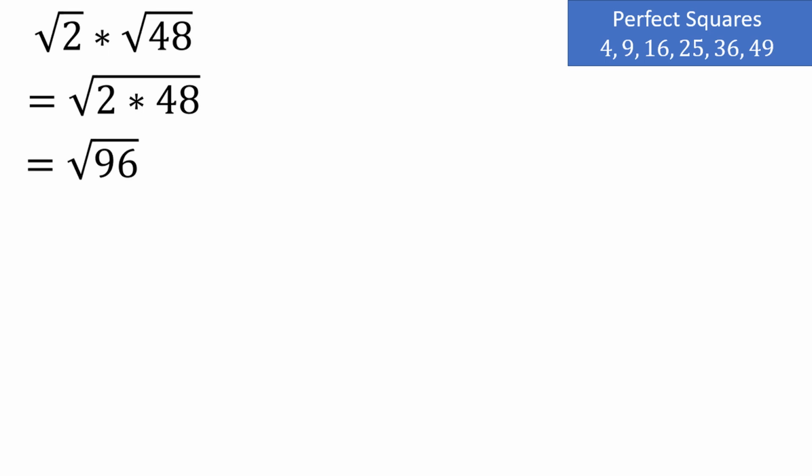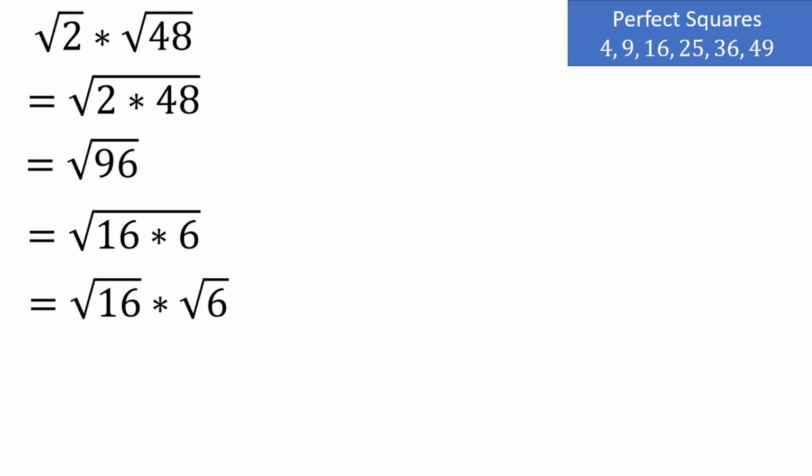And you want to see if you can break 96 down into a perfect square times a number, ideally the largest perfect square possible. After thinking for a moment, I realized that the square root of 96 can be rewritten as the square root of 16 times 6. This can be rewritten again as the square root of 16 times the square root of 6. We know the square root of 16 is 4, so our final answer can be written as 4 times the square root of 6, which is our final simplified form.